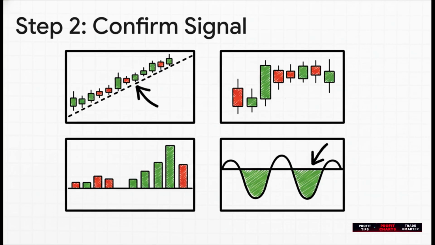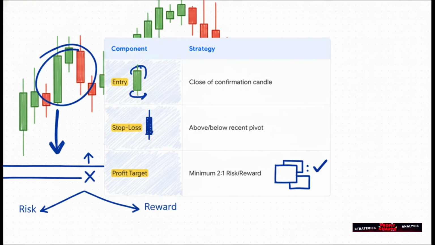Maybe it's a clean break of a trend line. Or maybe you see a powerful candlestick pattern like an engulfing bar. Or you could even wait for the MACD histogram to flip color. You want to see at least one of these things happen before you even think about putting your money on the line. Okay, so once we get that crucial confirmation, then it's go time.